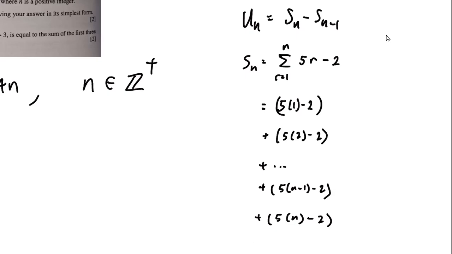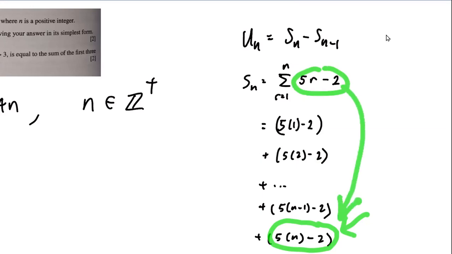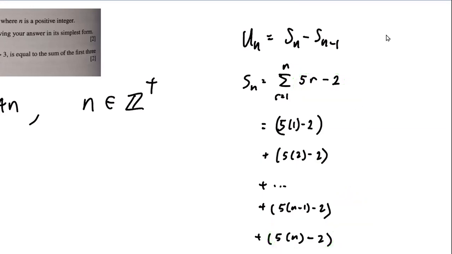Oh, that's Sn. But if you want Un, what does that mean? Un means the nth term. Meaning you want the nth term. Here, this guy is actually your U1. This is your U2. This is your U(n minus 1), and there's your Un. In other words, we actually want to extract out this last guy here. You could have just replaced the expression 5r minus 2 directly with n, and you can get the answer. But that is only possible in this case.